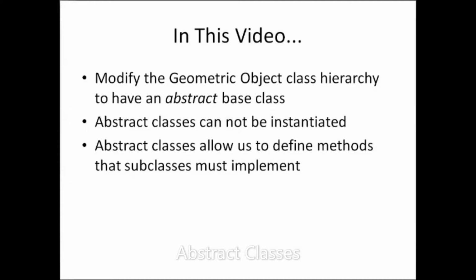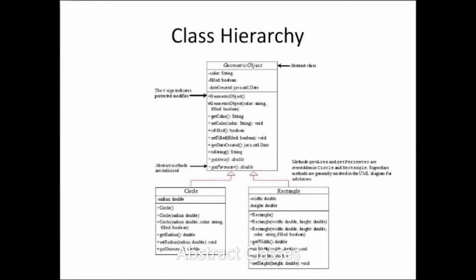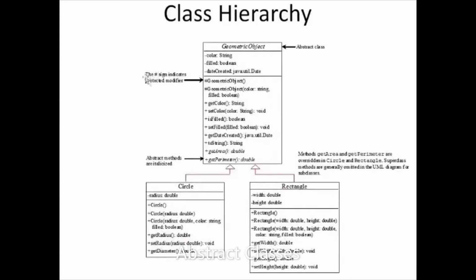So this will make a lot more sense once we look at the class diagram for this class hierarchy, and here it is. So first thing you'll see is that we have geometric object, the superclass, and this is going to be an abstract class. Now, for the constructors, we're modifying them slightly. So instead of being public, they're going to be protected. Now, what that means is that only members of this class hierarchy can call the constructor for geometric object.